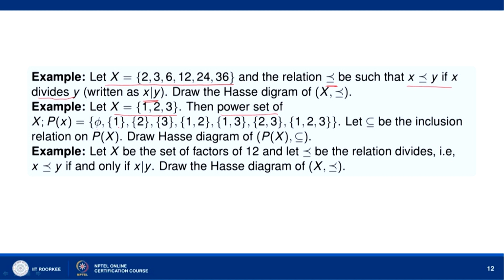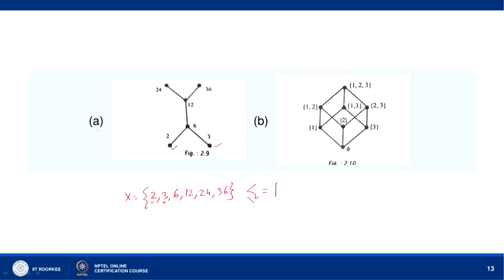Now, let us take example 2. X equal to {1, 2, 3}, then the power set of X consists of the sets phi, {1}, {2}, {3}, {1,2}, {1,3}, {2,3}, {1,2,3}, and the relation is the inclusion relation. On the set P(X), let us draw the Hasse diagram. So, we begin with phi. Now, phi is contained in {1}, in {2}, and in {3}. So, we join them by lines.